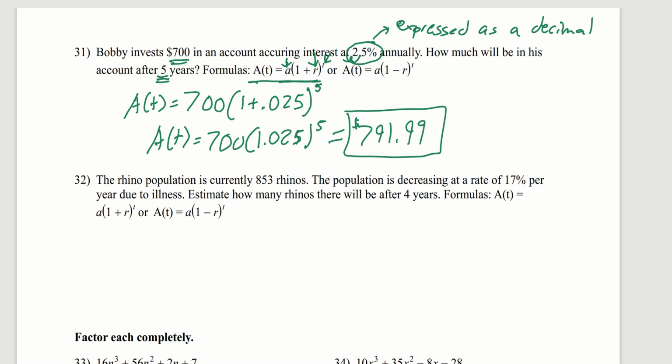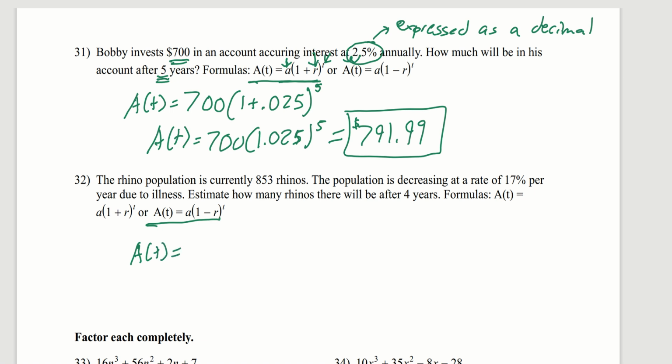All right, another exponential growth or decay question. The rhino population is currently 853 rhinos. The population is decreasing at a rate of 17% per year due to illness. Estimate how many rhinos will be there after 4 years. So I'm going to use these same kinds of equations, but this time I'm going to use the second equation because we are decreasing in value. The rhino population is decreasing. So I'll set up that same kind of thing.